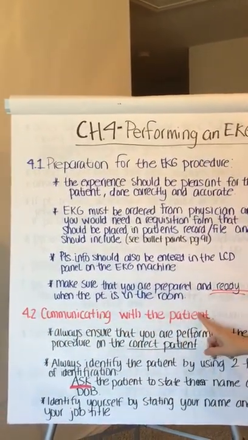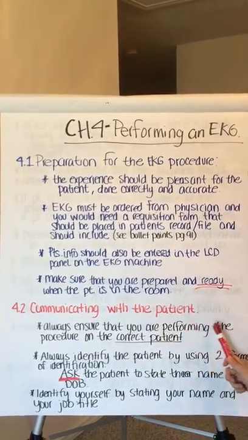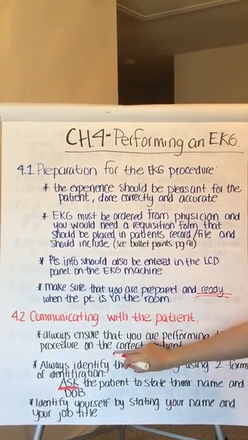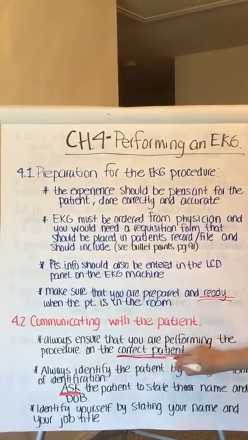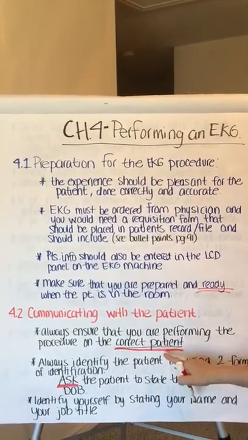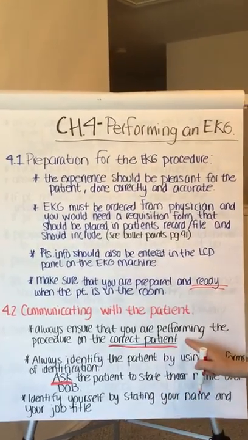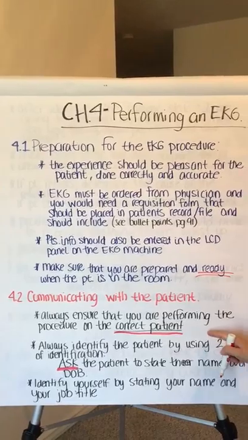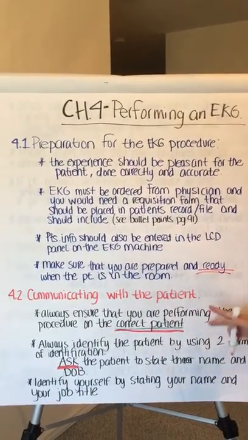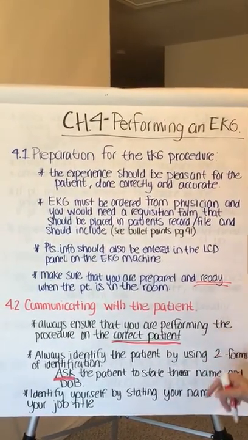4.2, communicating with the patient. Always ensure that you are performing the procedure on the correct patient. Very important. You do not want to be taking an EKG on the wrong patient. For example, if we're taking an EKG for mom, but then we take the EKG on the sister, those are two different patients, and that could be very bad.